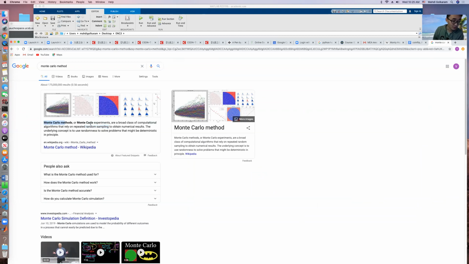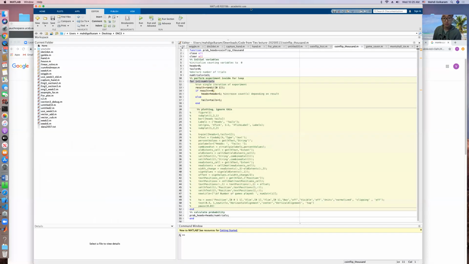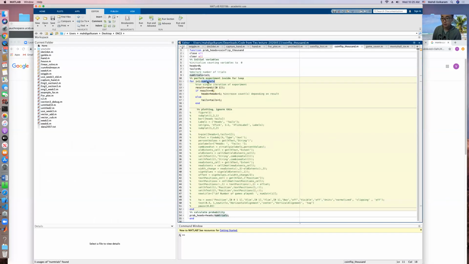Monte Carlo methods or Monte Carlo experiments are a broad class of computational algorithms that rely on repeated random sampling. That's the key: different numbers of trials of random sampling to obtain some probability. In our case, these are the trials we do, and as you can see, we use a random sample here. This is called a Monte Carlo simulation. I believe you need this knowledge if you want to finish the homeworks, but the idea is simple.